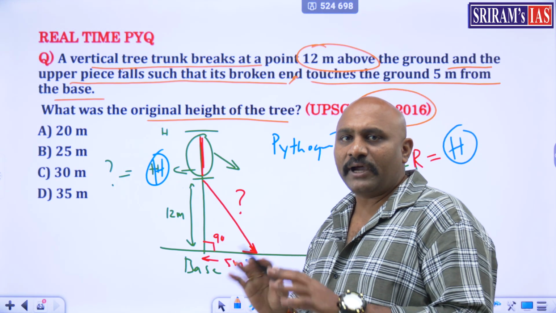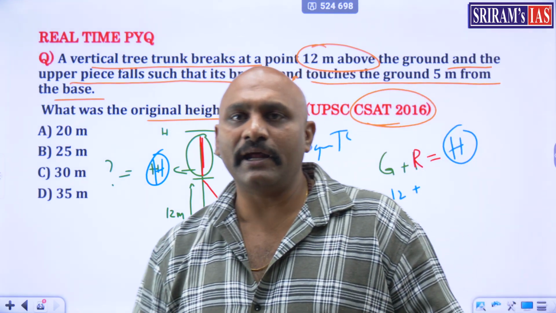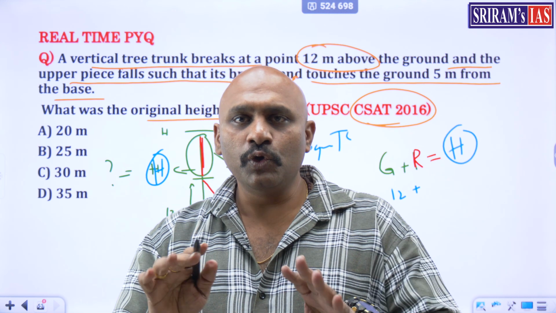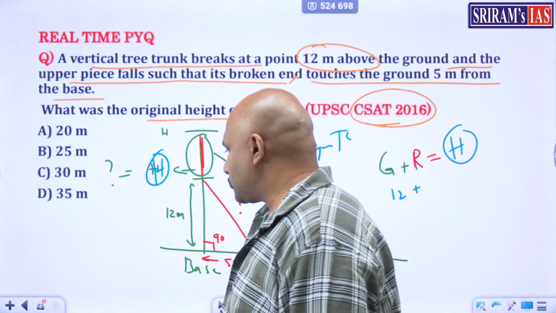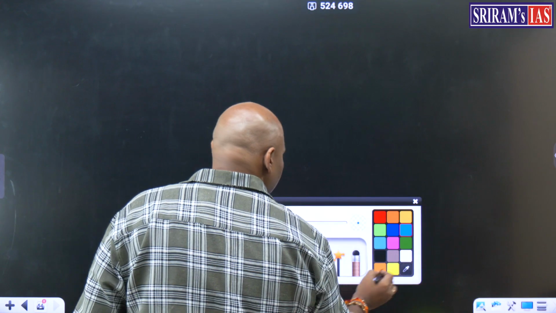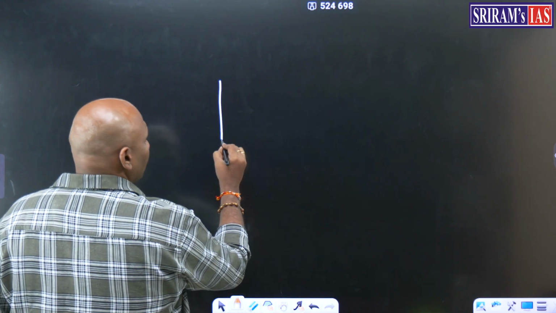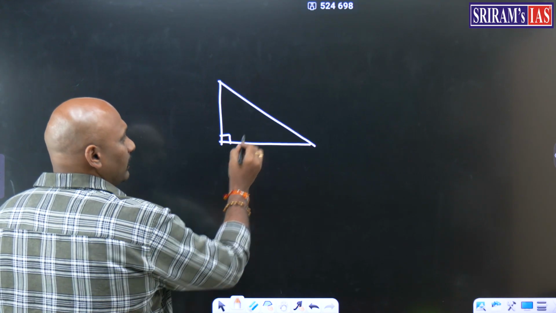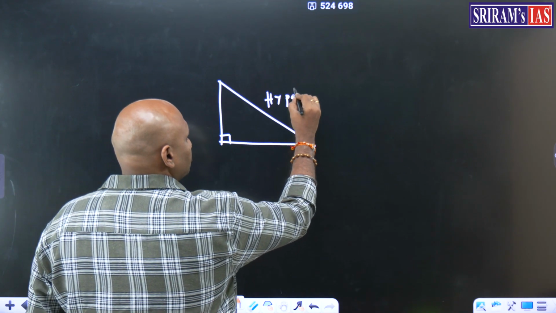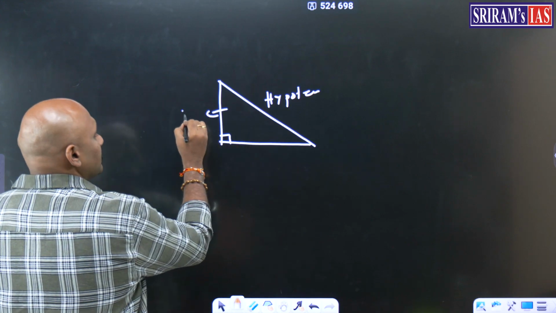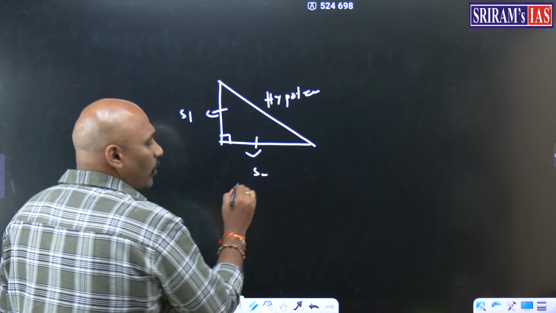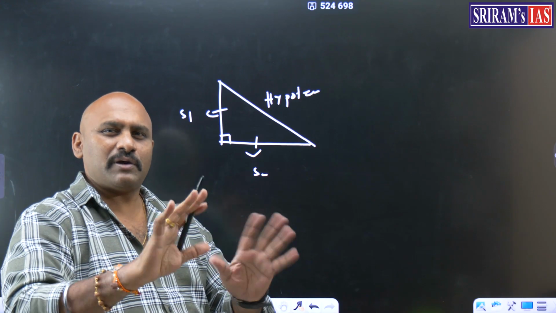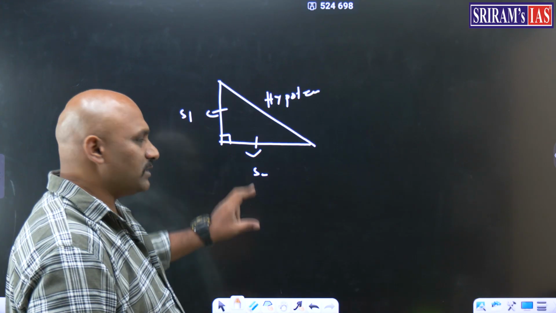A lot of students will remember Pythagoras theorem like this: AB square plus BC square equal to AC square. Don't remember it like that. In a right angle triangle, the most important concept you have to learn is very simple. It will be like this. This is the right angle part. This is called the hypotenuse. And these are the sides, side 1, side 2. For those who have confusion, don't use the formula AB square plus BC square equal to AC square. Use this.